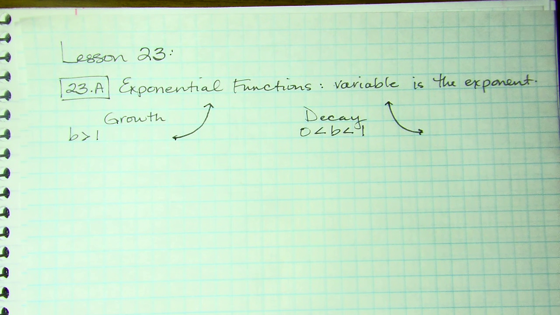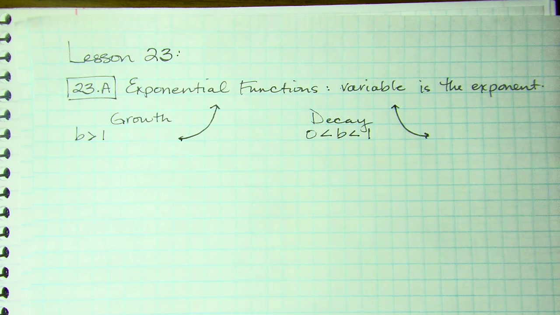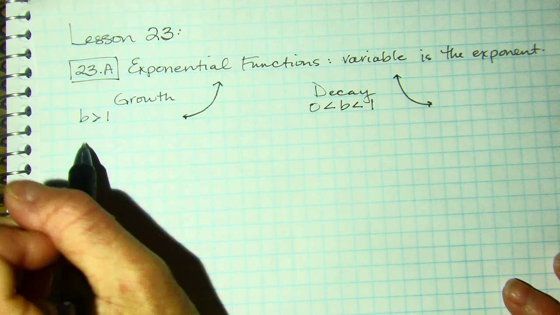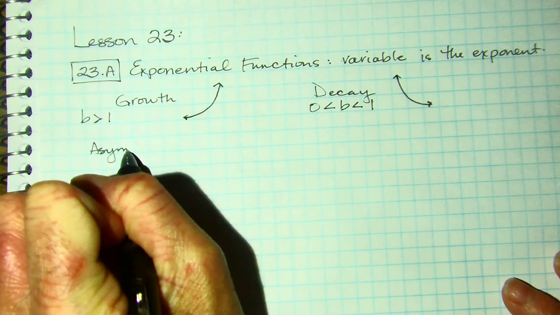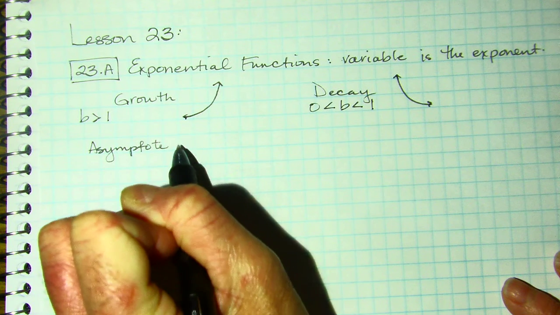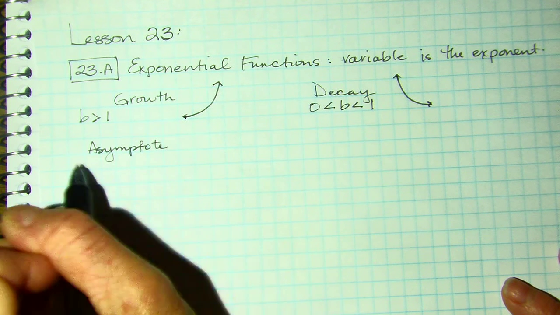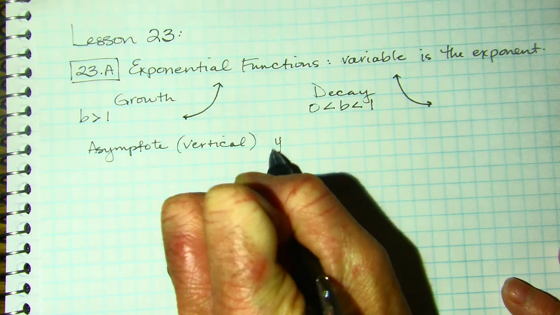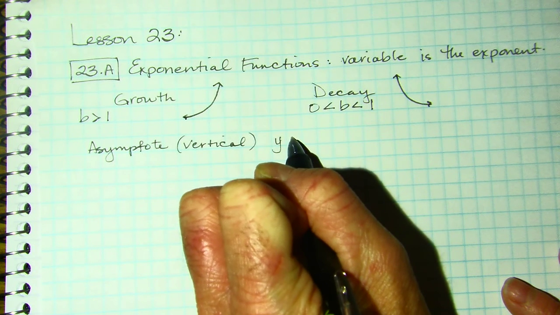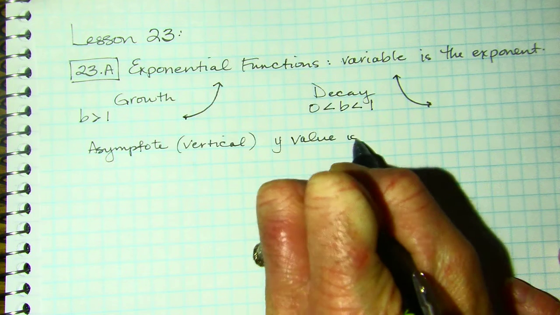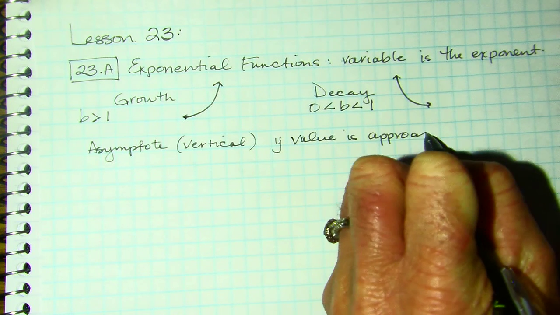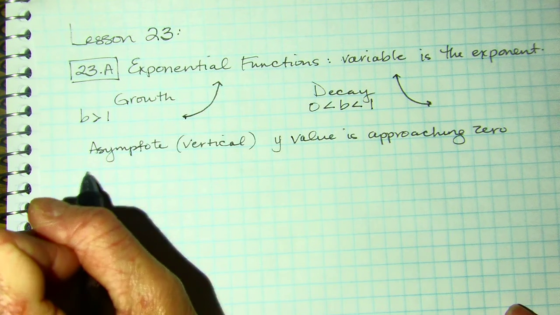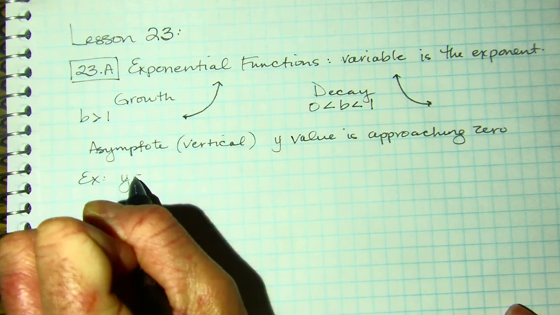In all of these, you do have an asymptote. In most of the cases, these graphs do create an asymptote, and it is a vertical asymptote. For example, where the y value is approaching 0. So if I gave a bunch of examples, here's some exponential functions, and we're going to use some of these.